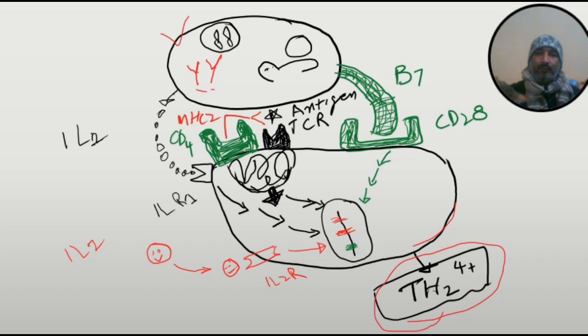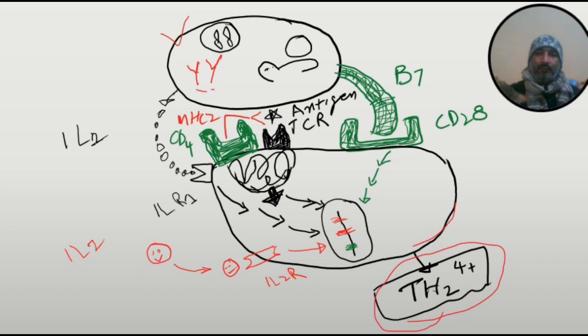So I mentioned here clonal selection. The first pathway is clonal selection, where the T helper 4 cell is selected. The second pathway is the primary interaction. They interact here: the MHC class 2 molecule with the antigen.